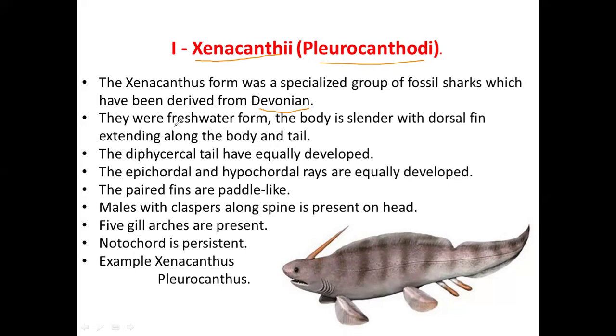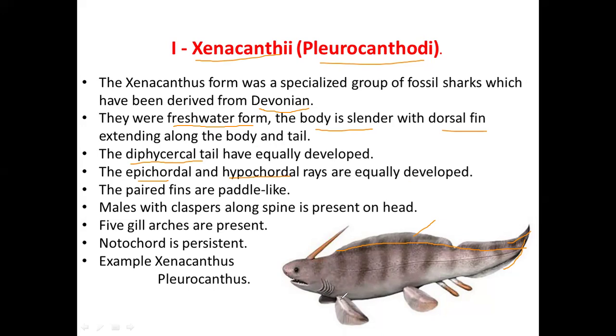The Xenacanthus fishes are freshwater forms. Their body will be slender, with a dorsal fin extending along the body and the tail. The complete body, and it will be extending towards the tail part. That is the dorsal fin, and a diphycercal tail will be present, which is equally developed. This is the diphycercal tail, and the epicaudal and hypocaudal rays are equally developed. These are the epicaudal rays, these are the hypocaudal rays.